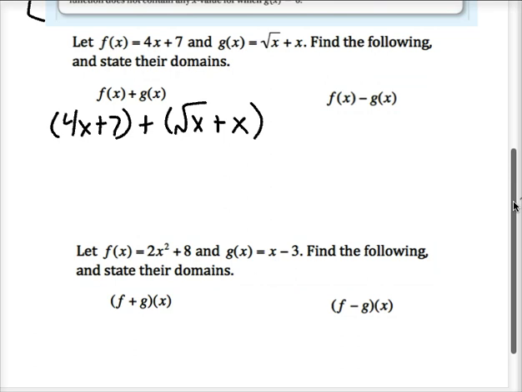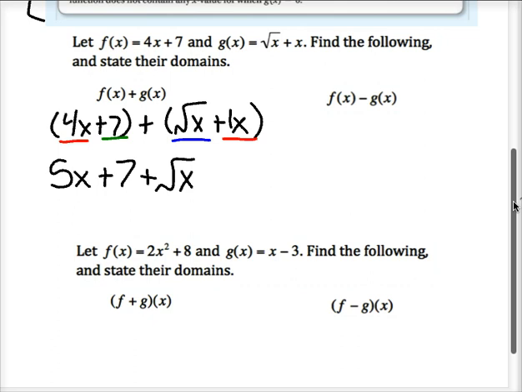So like terms, well, let's see here. I see a 4x and a 1x. So 4x plus 1x is 5x. I see a 7 here, but there's no other constants. And then I see a square root of x, and I don't see any other square roots, so it's not going to be able to combine with anything else.